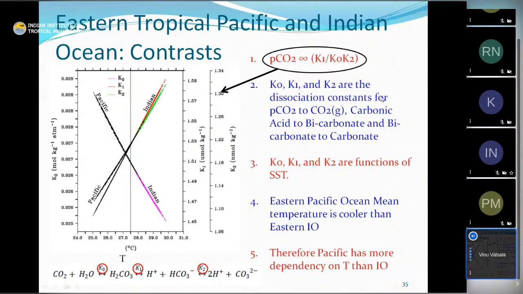K0, K1 and K2 are the dissociation constants for CO2 in the water. K0, K1, and K2 are functions of SST. The Eastern Pacific Ocean mean temperature is cooler than the Eastern Indian Ocean. Therefore, Pacific has more dependency on T than Indian Ocean. Pacific PCO2 has more dependency on T than Indian Ocean.